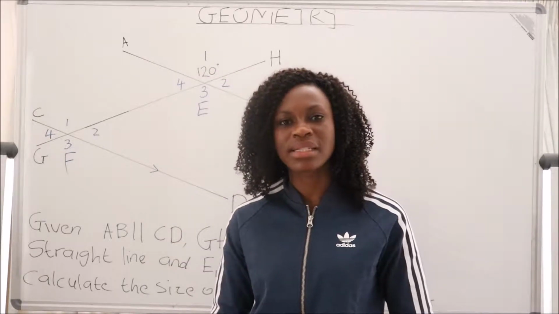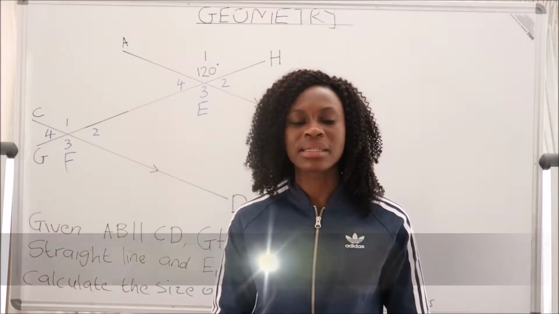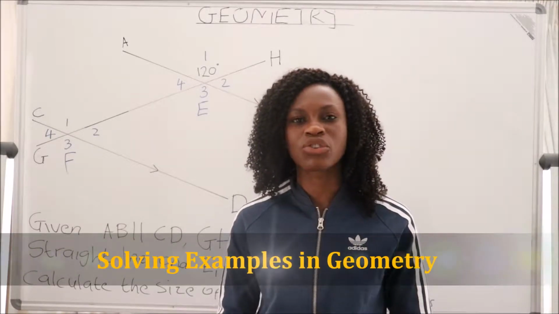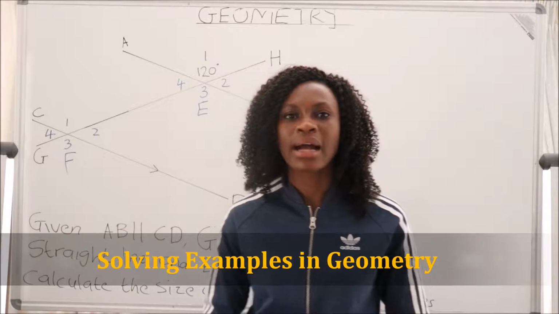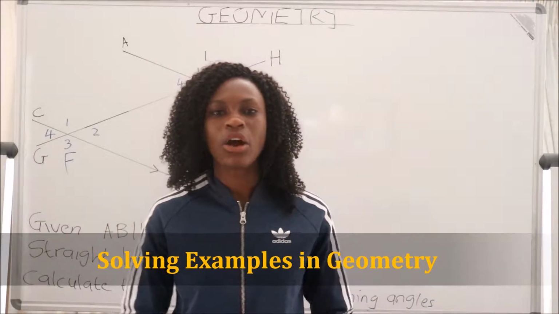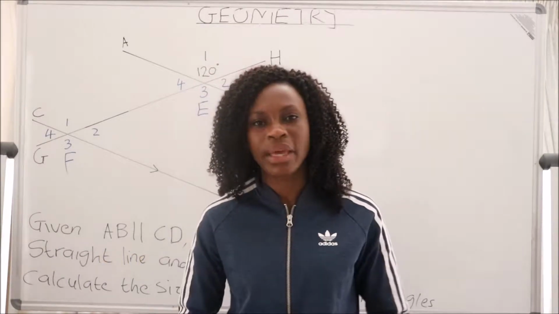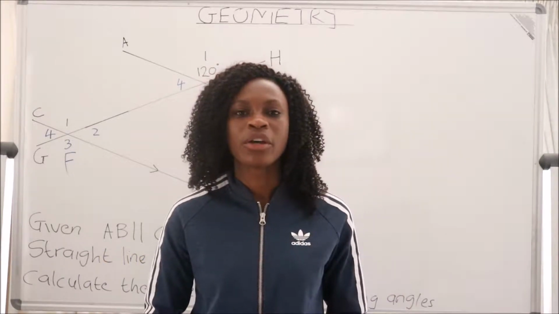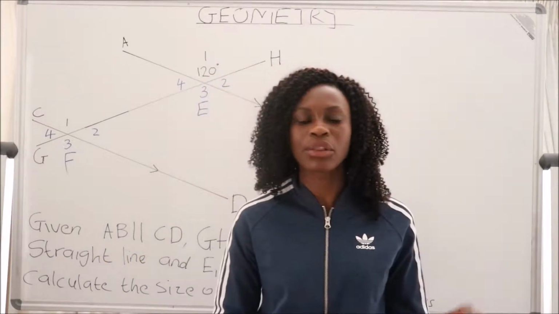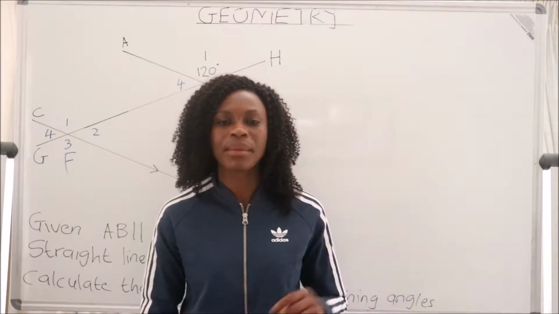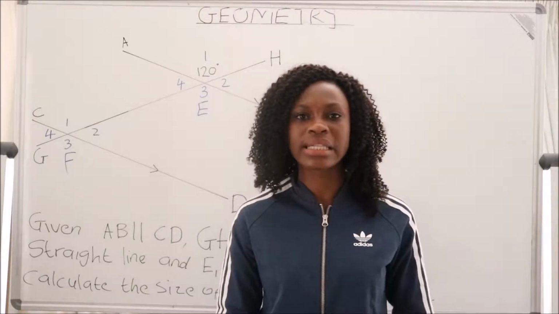We'll be continuing from the lesson that we did yesterday on geometry. Remember yesterday we talked about the straight line, the supplementary angles, the corresponding angles, alternate angles, co-interior angles, and exterior angles in geometry. So remember, supplementary angles are those angles that when you add them up, they must give you a sum of 180 degrees.